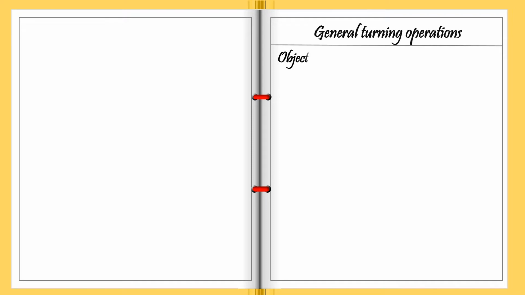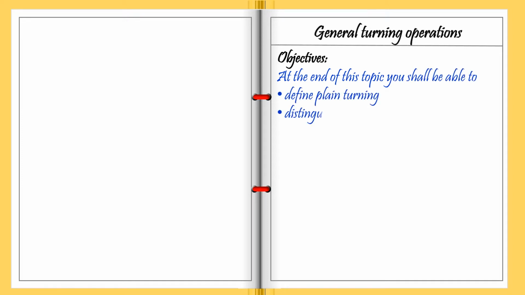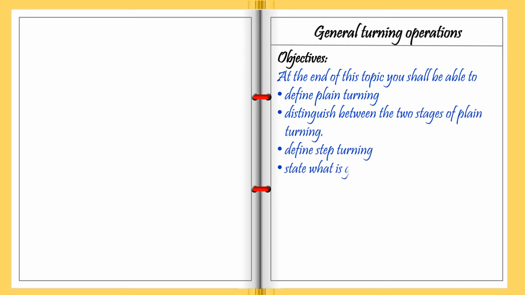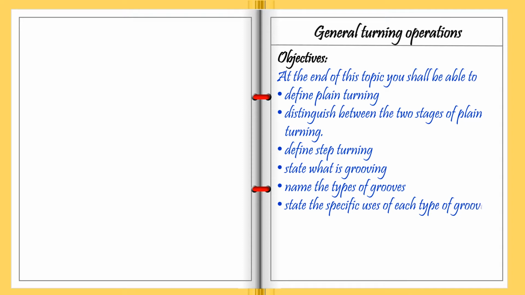The objectives of this topic are: at the end of this topic you shall be able to define plane turning, distinguish between the two stages of plane turning, define step turning, state what is grooving, name the types of grooves, state the specific uses of each type of groove, and describe the shape of tools for the above operations.